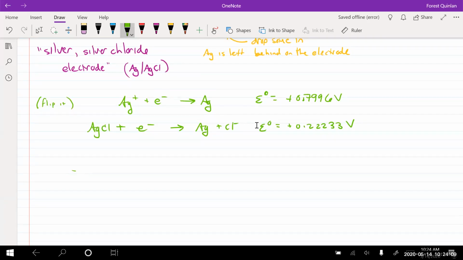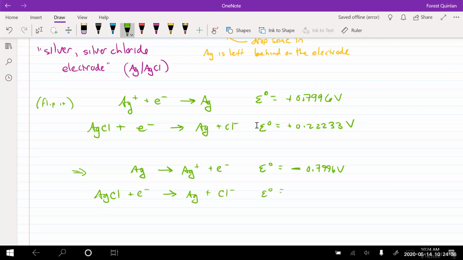And so I would have my silver breaking apart into Ag+ plus an electron. That E naught is going to be negative 0.7996 volts. And we still have our AgCl plus the electron being Ag and Cl-, with its E naught as a positive 0.22233 volts.